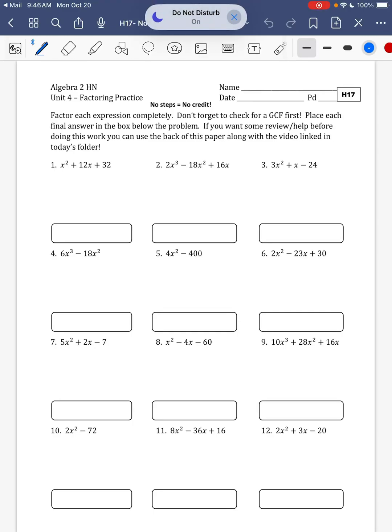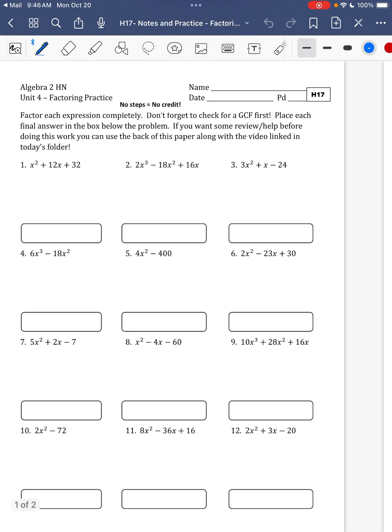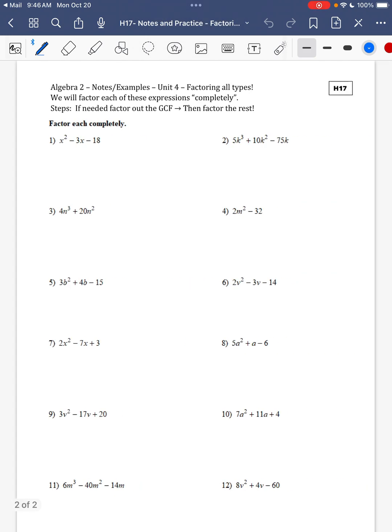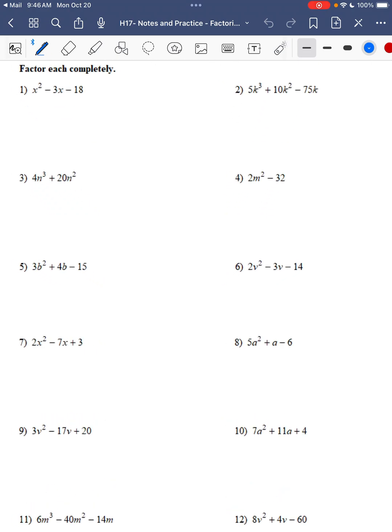Okay, so if you want some help on these 12 problems or how to do them, I'm going to go ahead and do these 12 problems as kind of like an example / reminder of everything.